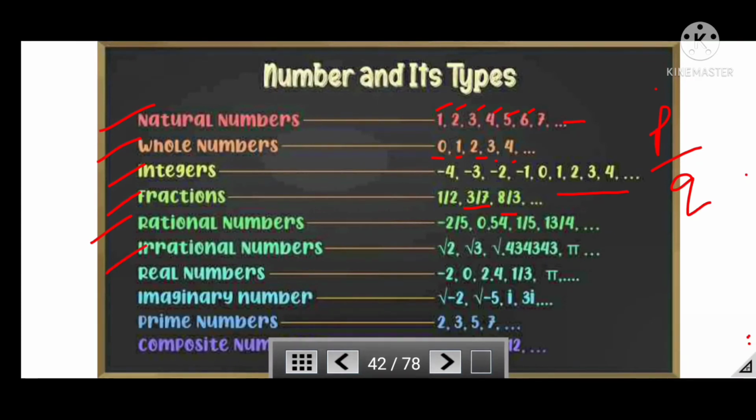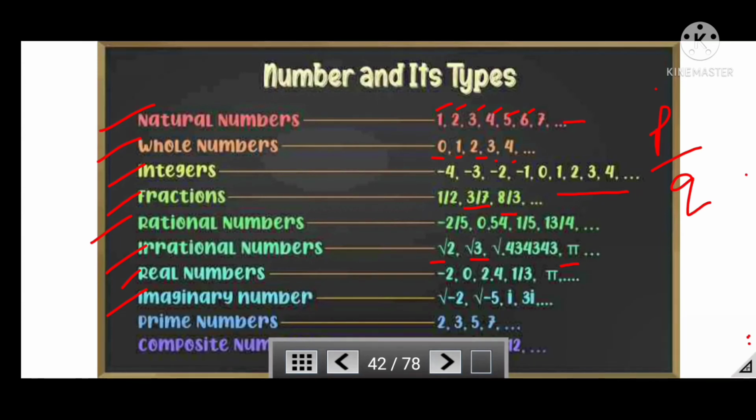Then is irrational numbers: under root 2, under root 3, pi. Next is real numbers: minus 2, 0, 2, 4, 1 by 3, pi. Real numbers include all the rational numbers and irrational numbers. Real numbers is equal to rational numbers plus irrational numbers. Next is imaginary numbers: under root of minus 2, under root of minus 5, iota, 3 iota.